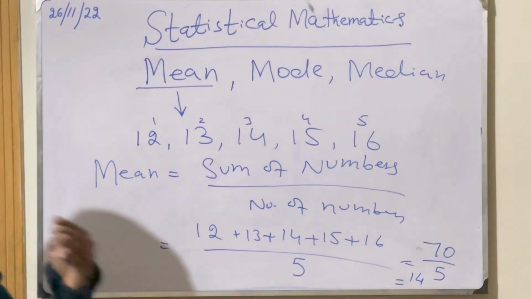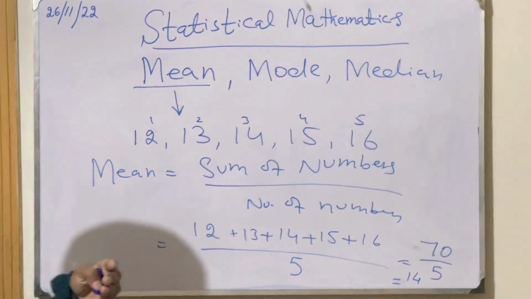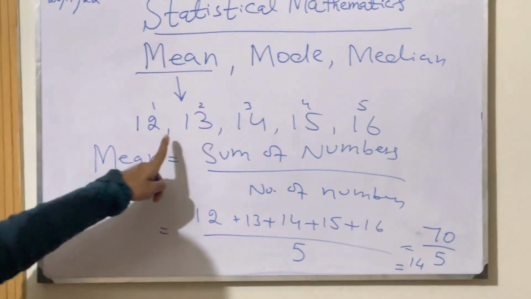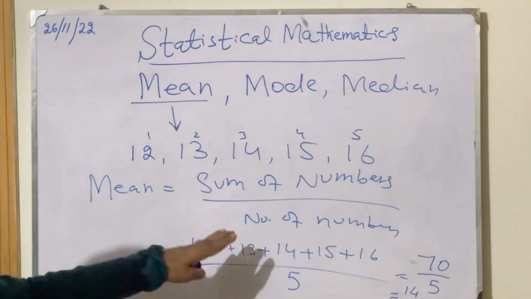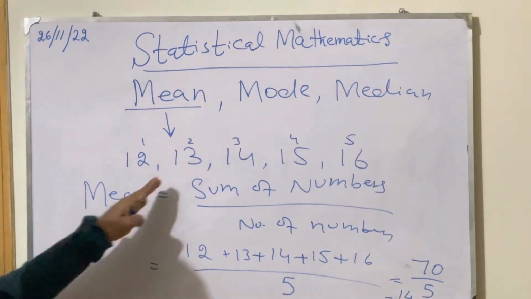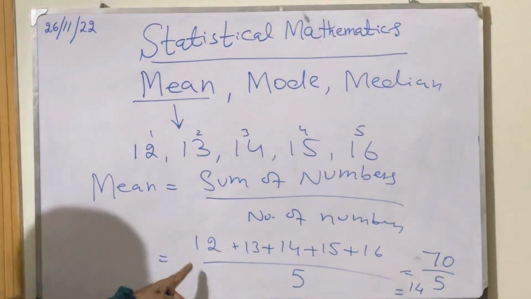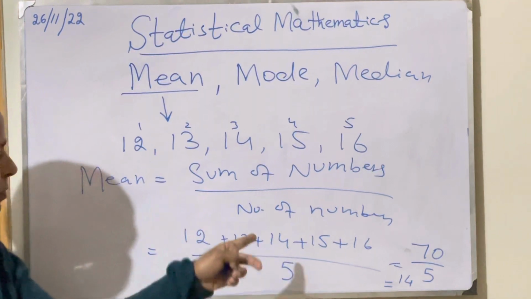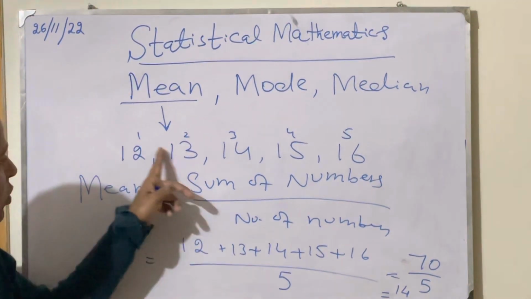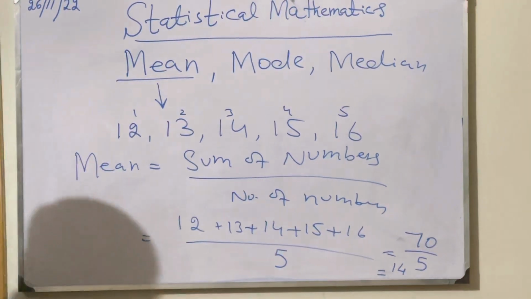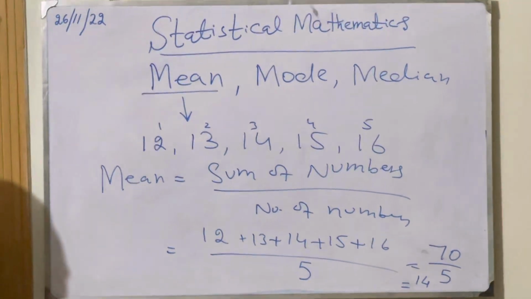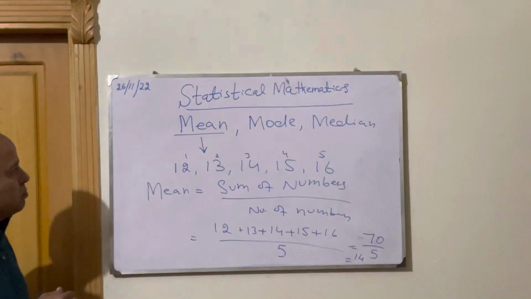Okay, let me reiterate that. Here we usually have certain numbers and the mean's formula is sum of numbers divided by number of numbers. All these 5 numbers, all I did was add them up and divide them by 5 because there happen to be 5 numbers. So I got the mean like 14. This is how we normally calculate mean.